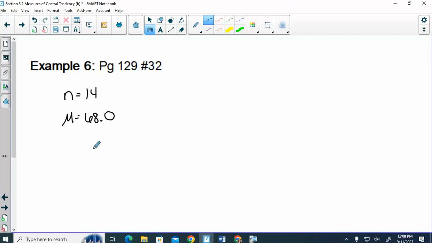So I don't have the original 14 values. How am I going to find the new mean? 68 times 14. Think about how we get the mean. We add up all of the values, and we got something. We divided it by 14, and that equaled 68, right? So if I'm trying to find x here, multiply over your 14. So 952, that's the sum of the 14 students.